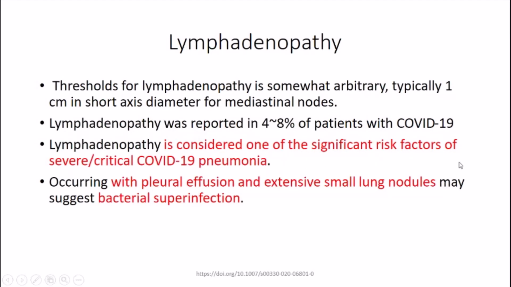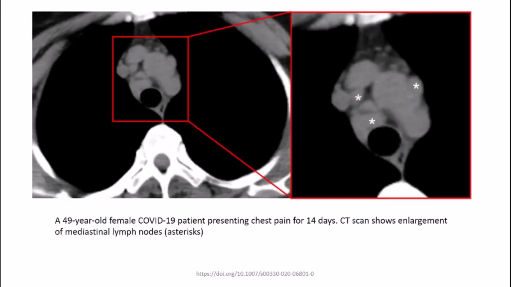Another finding is lymphadenopathy. It has been reported in around 4 to 8% of patients with COVID-19. Lymphadenopathy is considered one of the significant risk factors for severe or critical COVID-19 pneumonia, along with pleural effusion, and extensive small lung nodules might suggest bacterial superinfection over the COVID-19 pneumonia. This is a 49-year-old female COVID-19 patient presenting with chest pain for 14 days. The CT scan shows an enlargement of mediastinal lymph nodes.